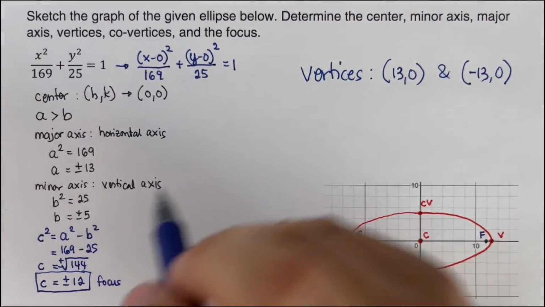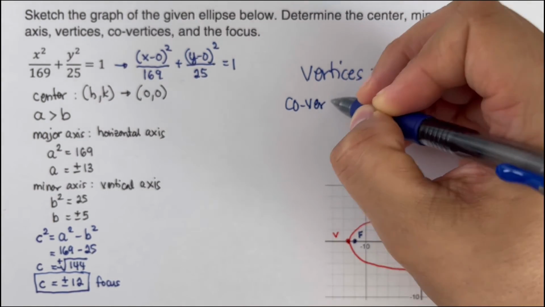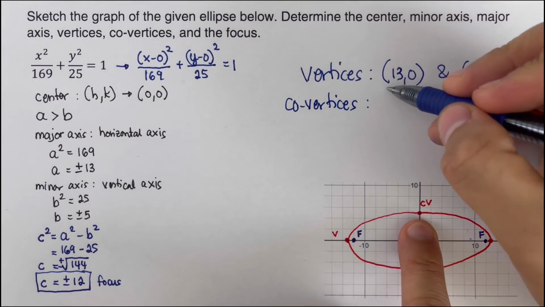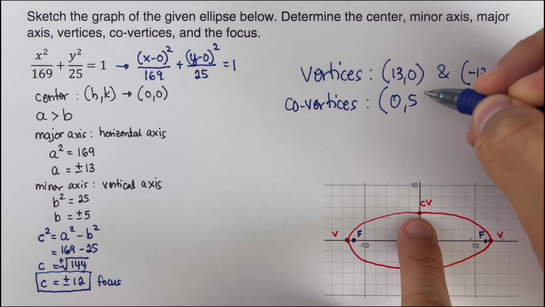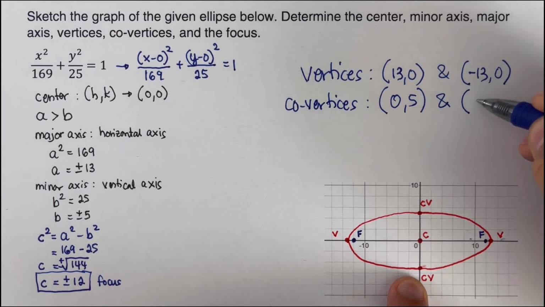We also have the co-vertices. So the co-vertices would be located at this point. So I label that up here. So that is (0, 5). So that's the first dot right there. And the other co-vertex is located at (0, -5).